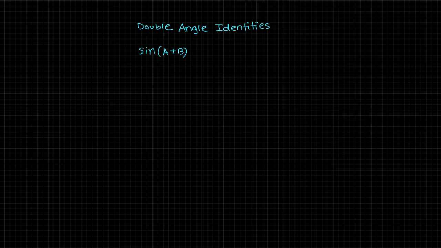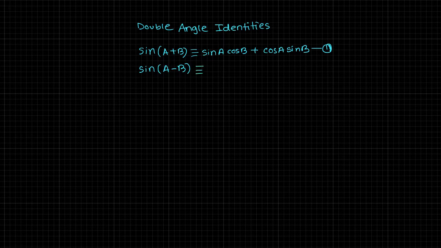So whenever you want to expand this, it will be in a format of sine A cos B plus cos A sine B. All right. So this is the first identity we have to learn. And then if we have sine A minus B, then the identity will be sine A cos B minus cos A sine B. So it is easy to remember that whenever you have a plus sign over here, you will have a plus sign over here. And when you have a minus sign over here, you will have a minus sign over here.